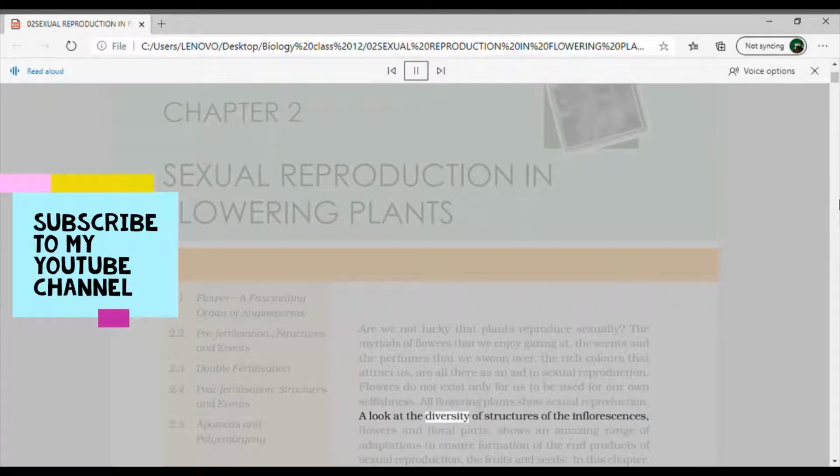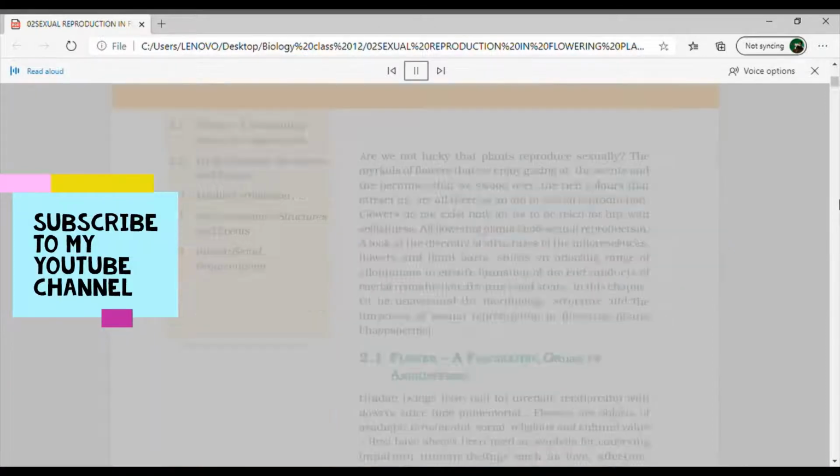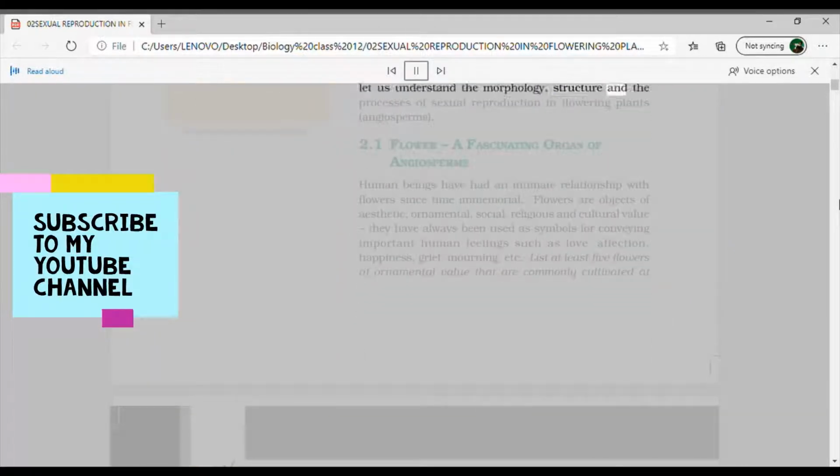A look at the diversity of structures of the inflorescences, flowers and floral parts shows an amazing range of adaptations to ensure formation of the end products of sexual reproduction, the fruits and seeds. In this chapter, let us understand the morphology, structure, and the processes of sexual reproduction in flowering plants, angiosperms.